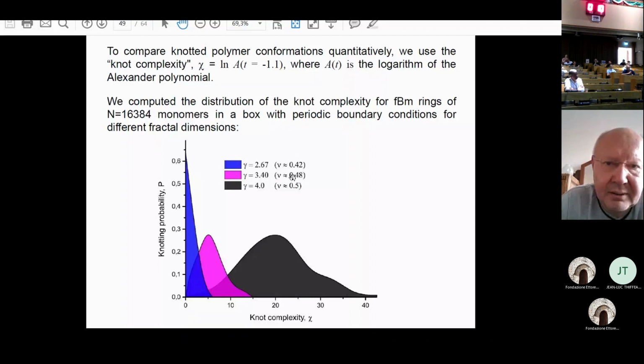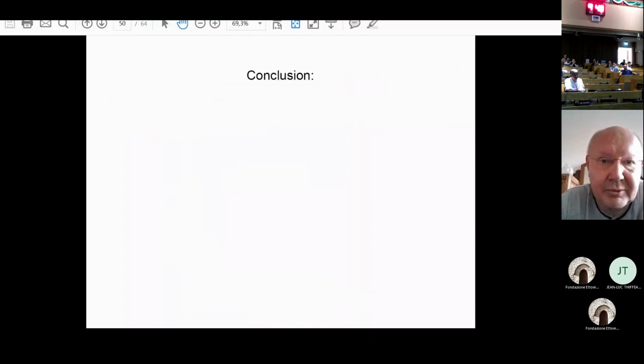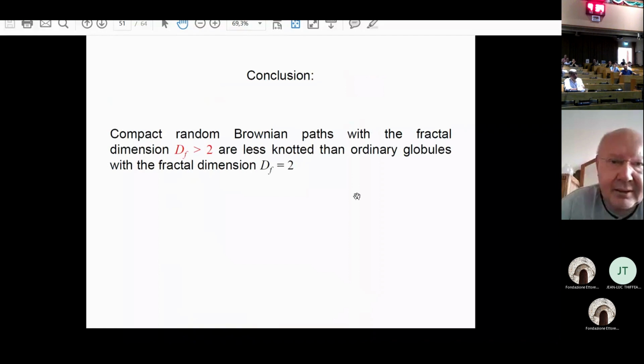When the fractal dimension becomes larger and the corresponding critical exponent gets smaller, we see the tendency of shrinking of this distribution. Already for rather compact polymers in a bounding box, you see that the distribution becomes very narrow, and there are no highly knotted structures. Therefore, at least on this qualitative level, we come to the conclusion that compact random Brownian paths with a fractal dimension larger than 2 are less knotted than the ordinary globules with fractal dimension equal to 2.